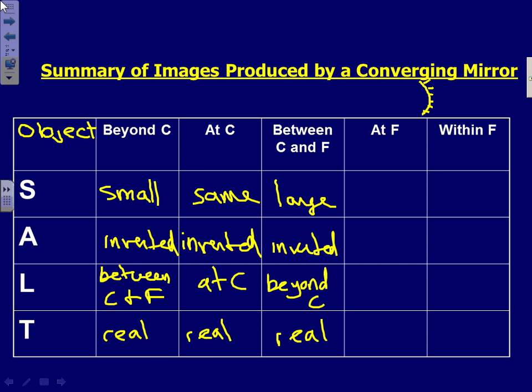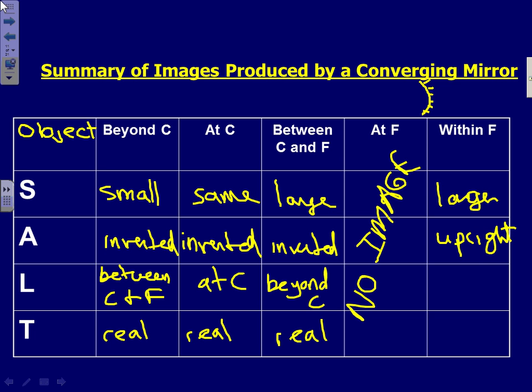At F, what did we have at F, Tyson? No image. Those rays are parallel. They will never meet. We don't see an image. Within F, size. Larger, good. Upright. Behind the mirror. And virtual. All right.